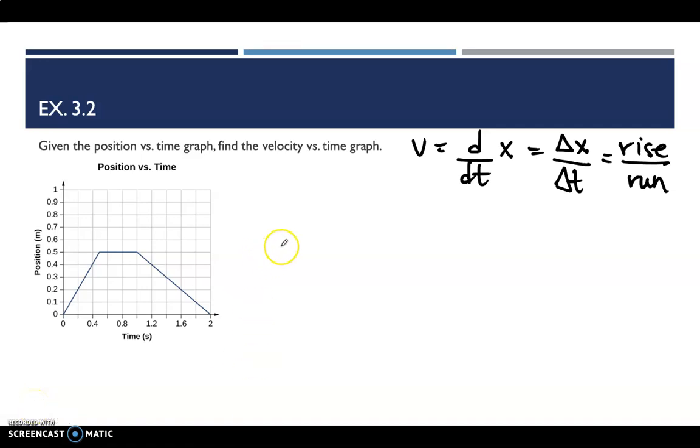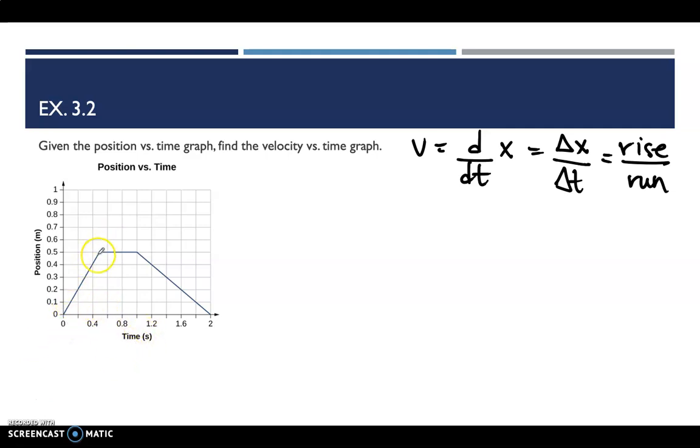Hi everyone, welcome back. So we are going to continue with example 3.2. We were just talking about how the slope of the position versus time graph is what we use to calculate the velocity. Okay, so what we have here is from 0 to 0.5 seconds.